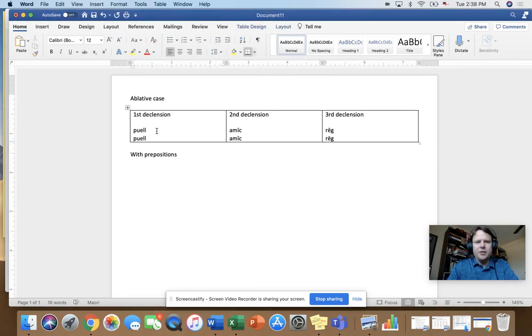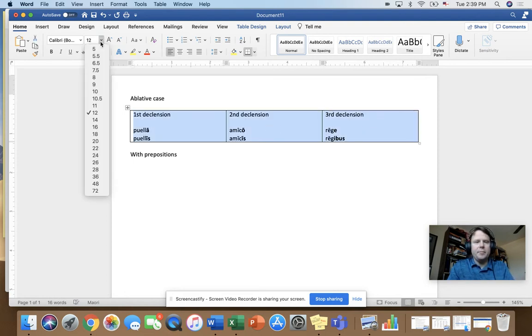In the first declension, you have a word like puella, right? And remember that the ablative is that long single vowel there, puellā, or in the plural, puellis. Okay, so puella with the macron, puellis. In the second declension, amīcō, amīcīs. In the third declension, rēge with the E, and then regibus with the IBUS. Okay, nothing new. We've seen that forever and ever and ever.